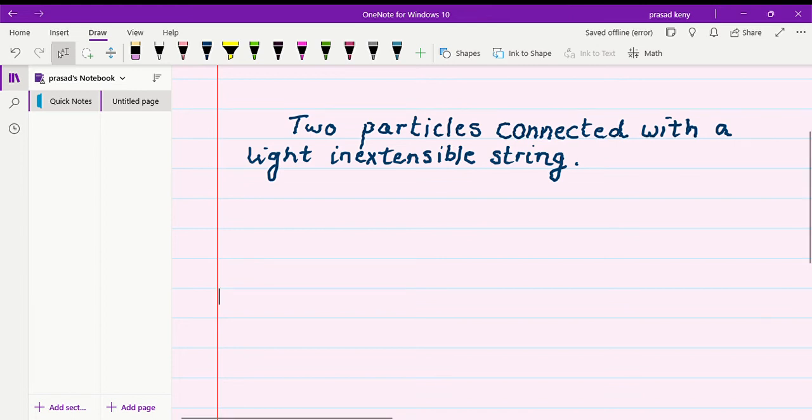Hello students, today we'll start with the next part of our topic, dynamics in mechanics. Two particles connected with a light inextensible string. So here I will put a question, and as I discuss the question, I will make the concepts clear with you.